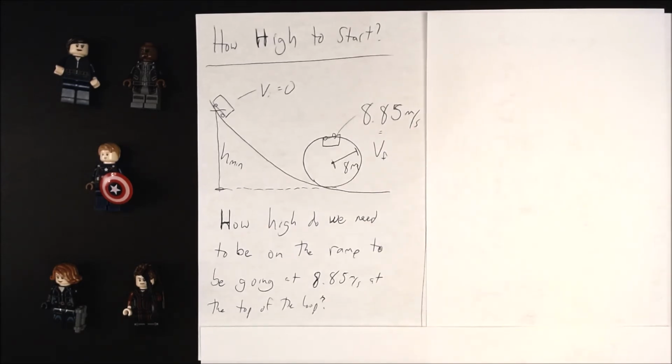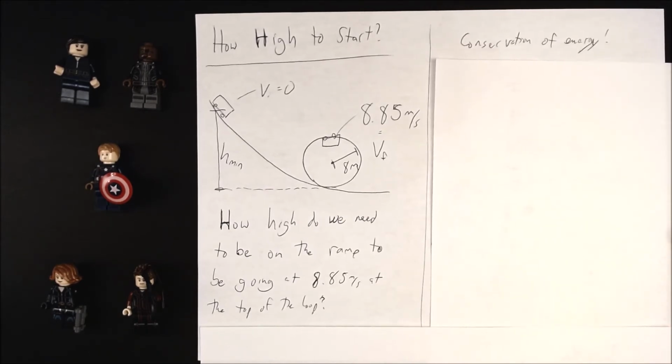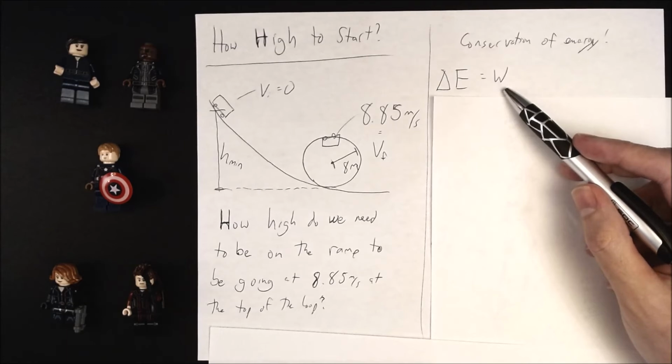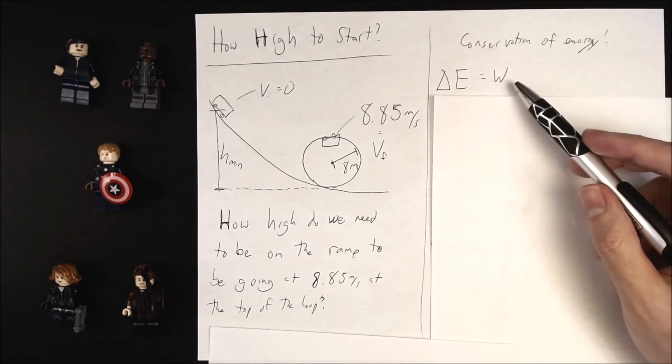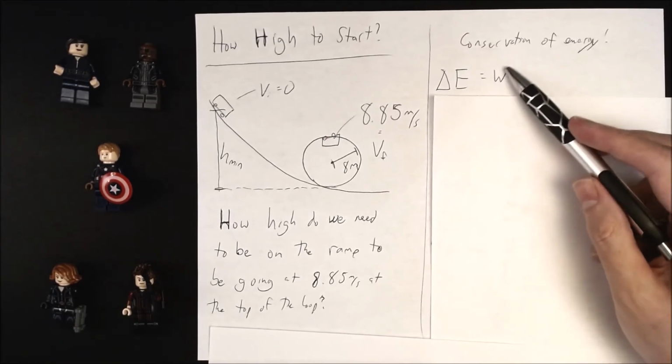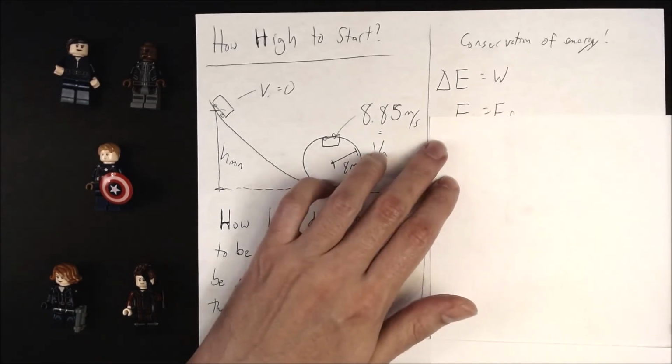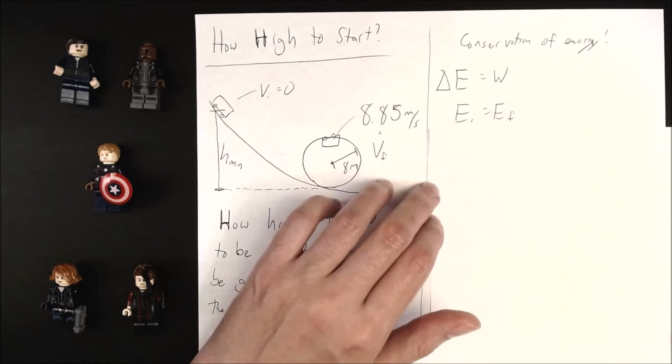What's going to be the easiest way to solve this? Conservation of energy. Yeah, let's try it. Okay, delta E is equal to W. Is there any friction going on here? I didn't mention any, so we're going to assume that there's no friction. There's no external work happening. Delta E is equal to 0. That means that energy initial is equal to energy final.